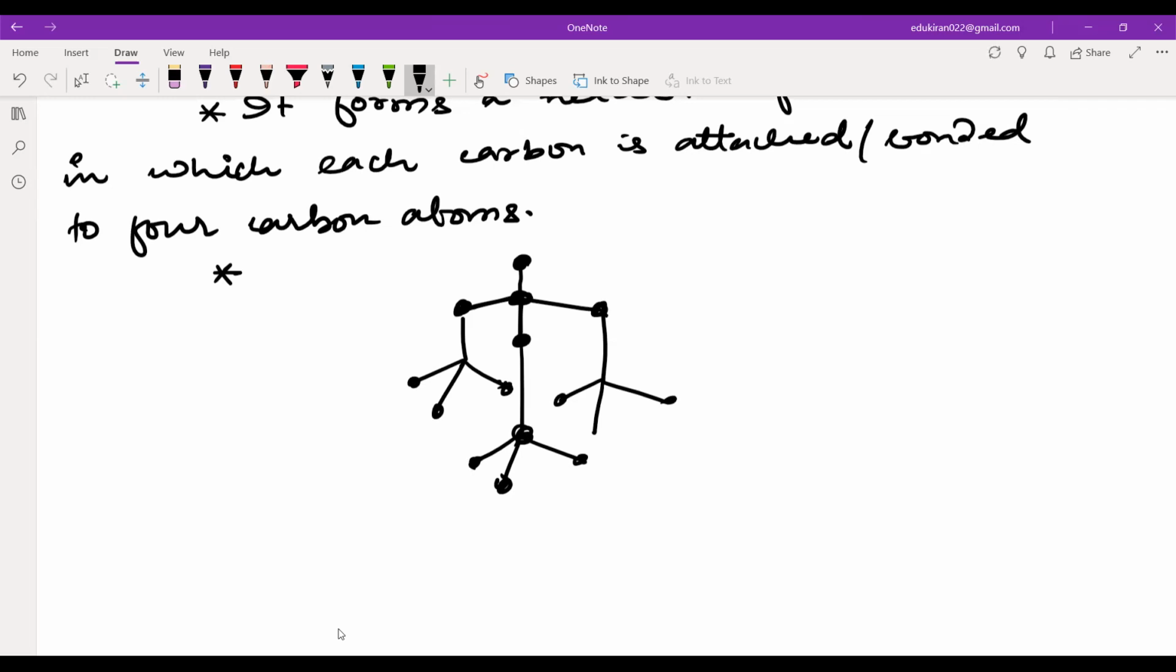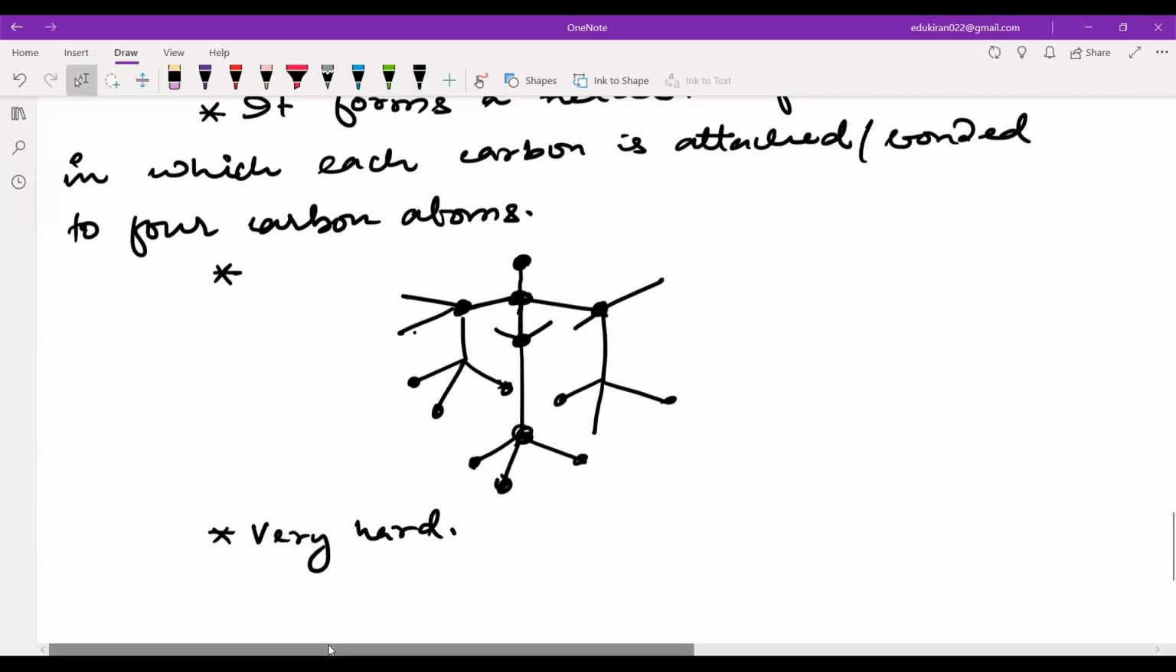This one will also have 1, 2, and 3, and similarly this will have 1, 2, one on this side and one on that side. All of them will have 4 carbons attached to them. So it is very hard.